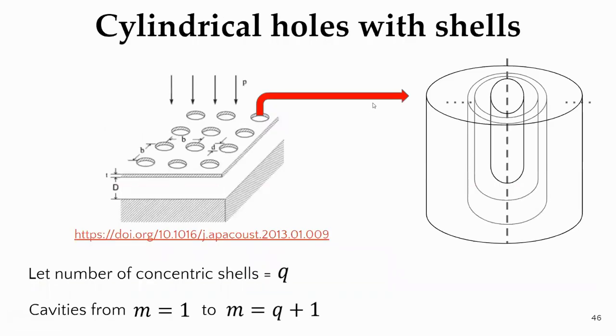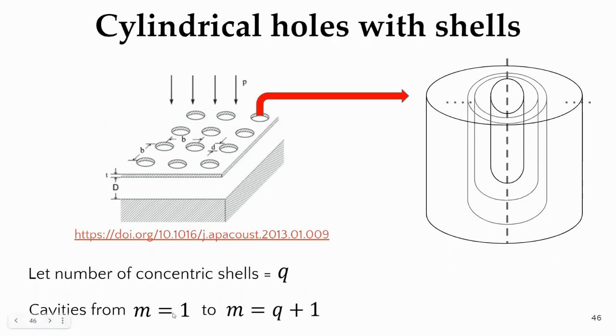And now for cylindrical holes with shells, second problem. Suppose in the cylindrical holes there are shells, multiple shells. Suppose there are q number of shells in between. So if there are q number of shells, suppose this is the first shell, so this I'll consider as the first cavity. The second shell, this in between the shell, say second cavity. If there are q shells, there will be q plus 1 cavity.